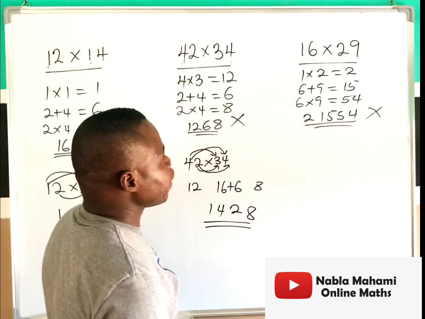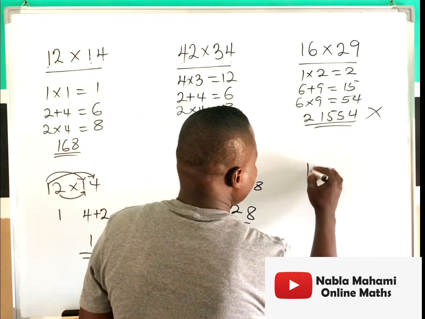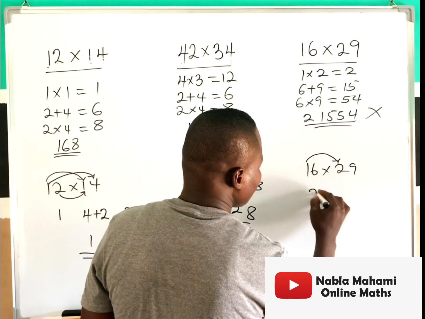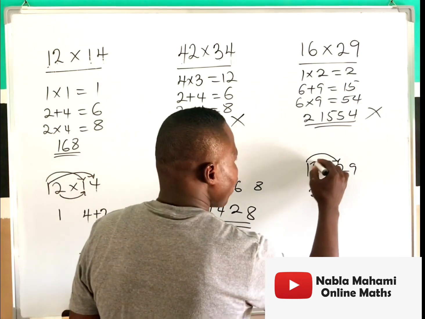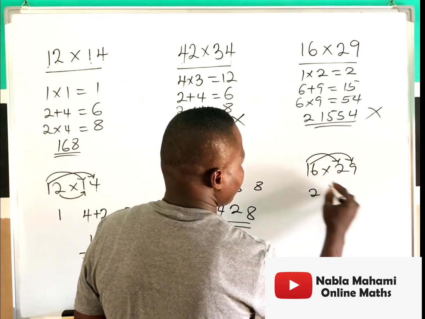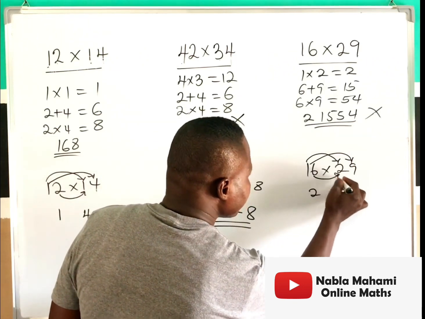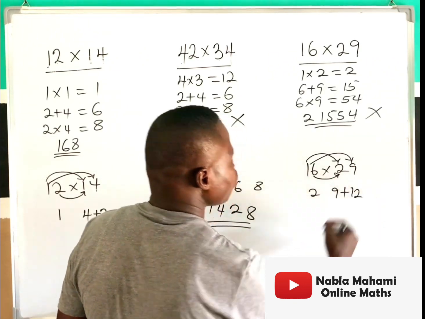If you go to 16 times 29, I'll have 16 times 29, meaning I'll take first times first here. So 1 times 2 is 2. I'll leave space and take 1 times the second one here. That will be 9. That is 1 times 9. Plus, then second times the first here. That will give me what? 12. 6 times 2 is 12.